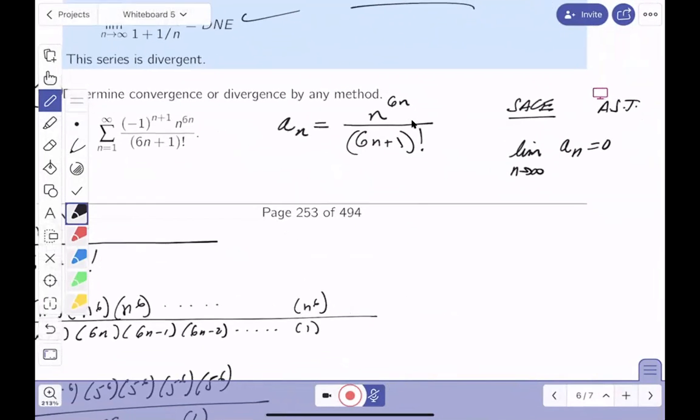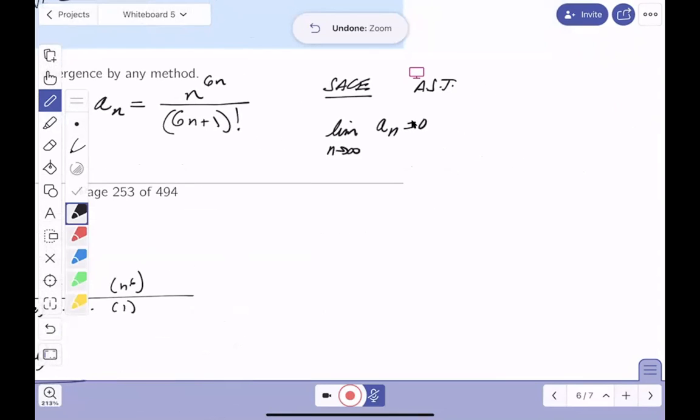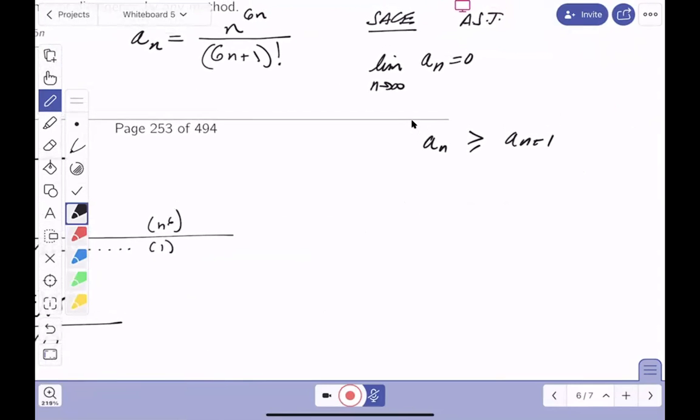I've got another problem on my hands. I've got to show something else. And let me write that down for you. And this is why we really need a better test than this AST. So it's going to be n plus 1 to the 6n plus 1, 6n plus 6, I'm sorry. You know what? I've got to write it down. So I'm sorry. I should really write things down. I want to show a_n, which again is another problem to worry about.